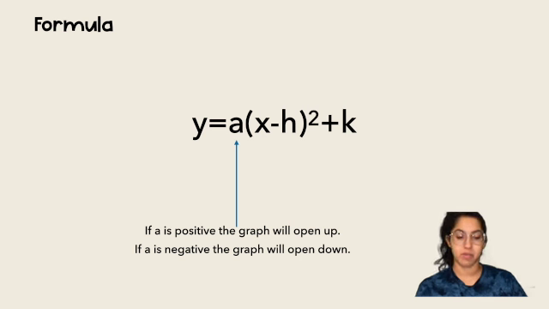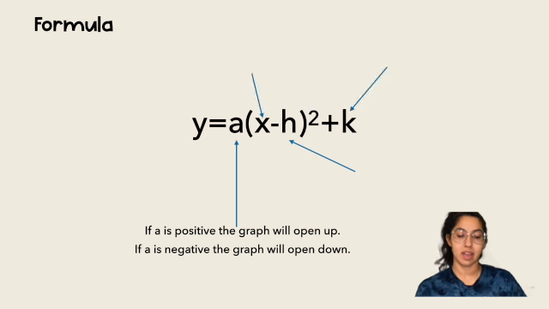So first thing I need to talk about is a. So this equation is y equals a(x minus h) squared plus k. If at any time today a is going to be positive, the graph will open up. If a is negative, the graph will open down. Also, a is going to be 1 unless otherwise mentioned.